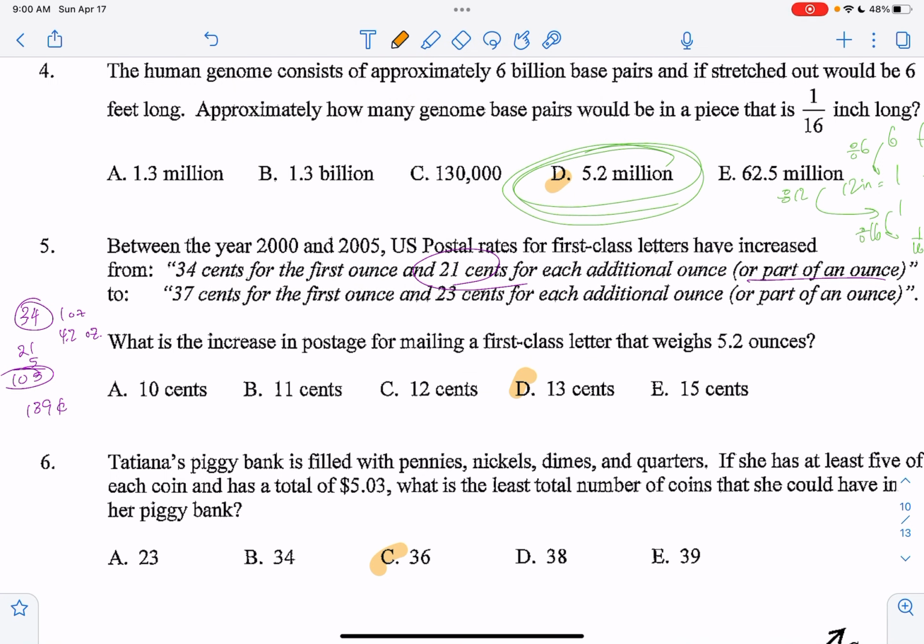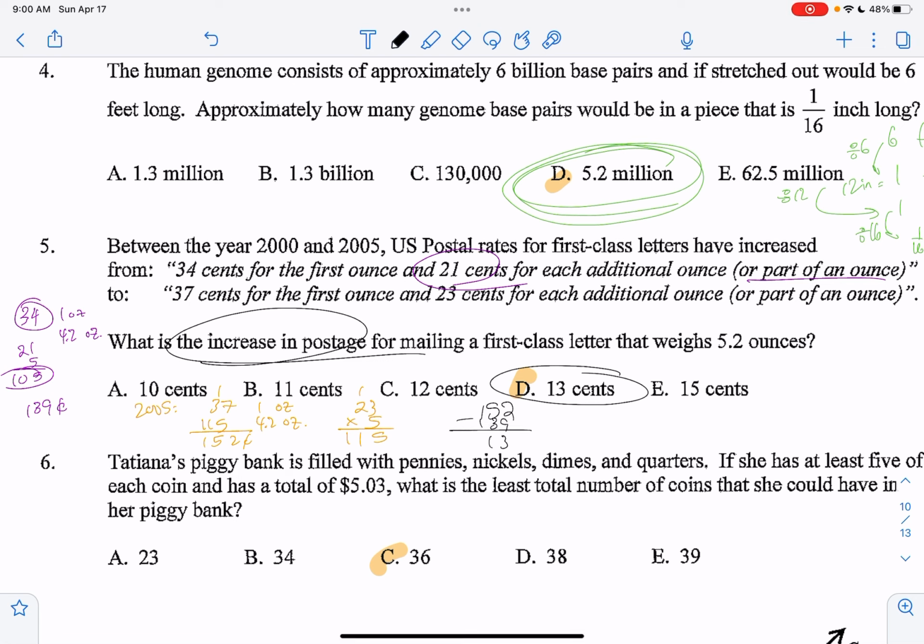And then in 2005, it got a little more expensive. It's going to cost 37 for the first ounce. And then for the other 4.2 ounces, you have to, again, round up to 5 and do 23 times 5. That's 115. And you add it up, it'll cost 152 cents. So to figure out the increase, you have to subtract 152 minus 139, you get 13 cents. So that's choice D.